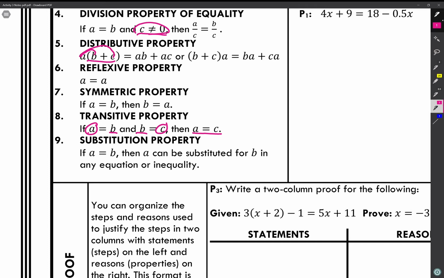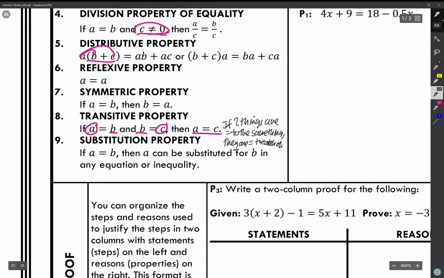So I like to write: if two things are equal to the same thing, they are equal to each other. That's how I think about the transitive property. All right, you'll use that more in geometric proofs, and I think you've seen that on the worksheet that we did as well. Okay, the substitution property.